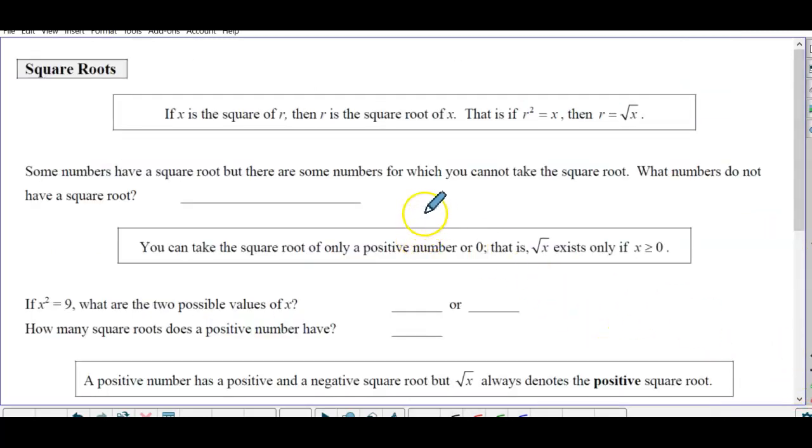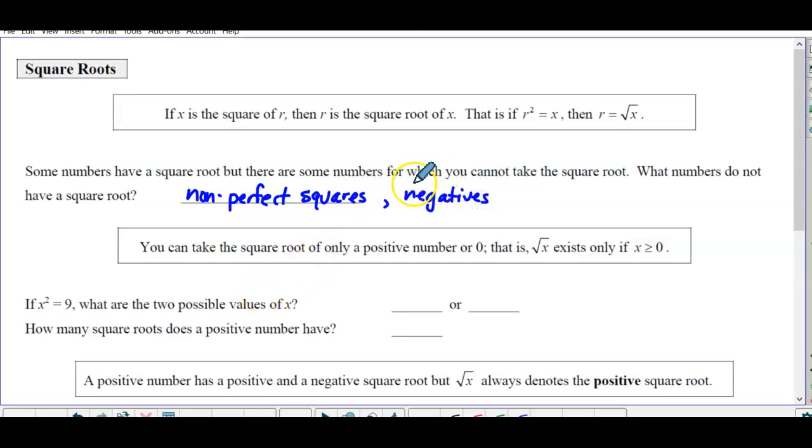Okay, square roots. If x is the square of r, then r is the square root of x. That is, if r squared equals x, then r is the square root of x. Some numbers have a square root, but there are some numbers for which you cannot take the square root. What numbers do not have a square root? Well, for sure negatives, you can't, right? And then any non-perfect square. So what numbers do not have a square root? Non-perfect squares. And negatives.